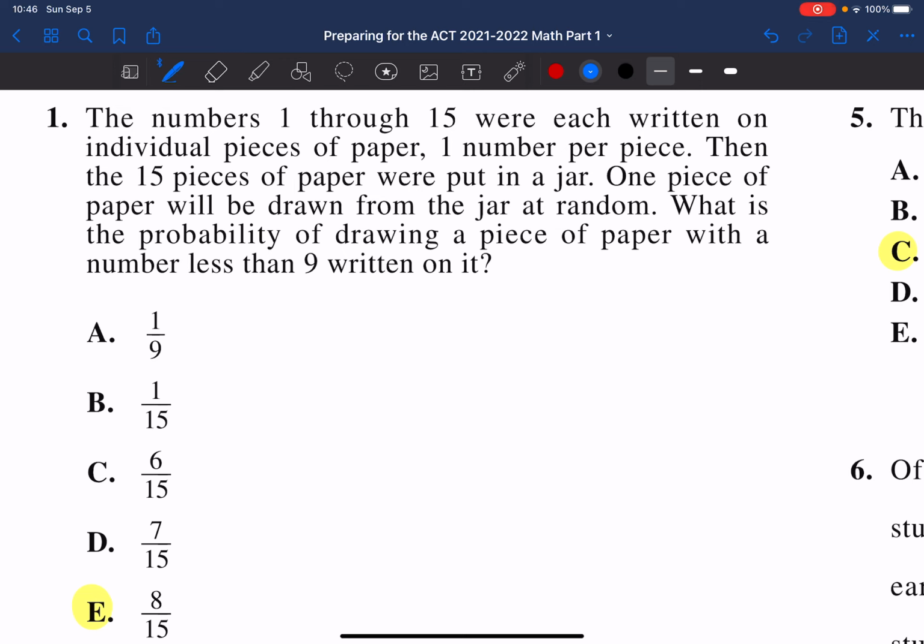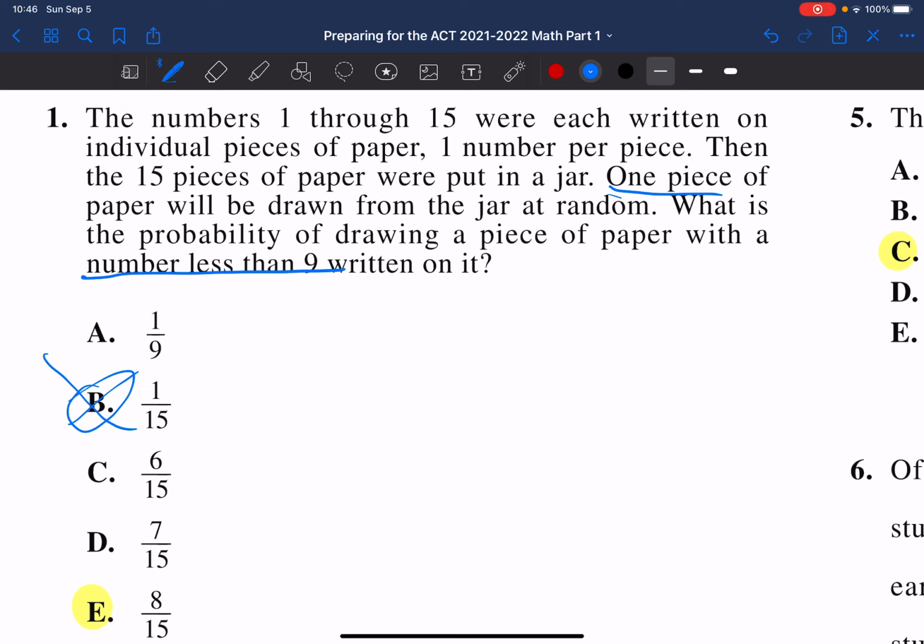So let's start with number one. We're told that numbers 1 through 15 were each written on an individual piece of paper, and then one piece was drawn out of the jar at random. Now the question is, what's the probability of drawing a piece of paper with a number less than 9 written on it? A lot of people are quick to think that the answer is letter B, but actually it's not letter B. They think that because it says one piece of paper.